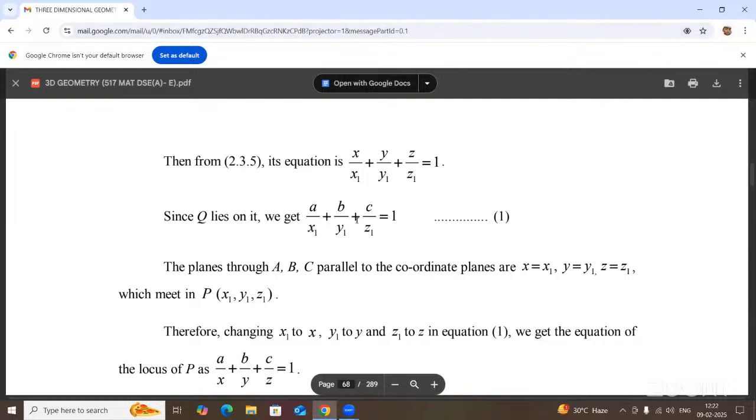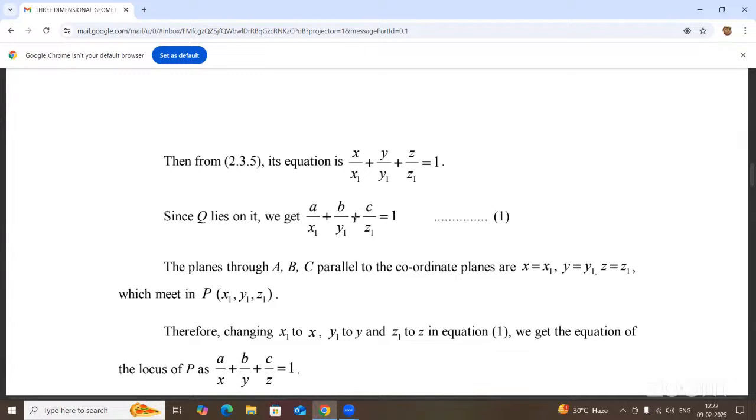Now, since Q lies on the surface, it also lies on the variable plane. So replacing x, y, z by a, b, c, we get a by x1 plus b by y1 plus c by z1 equal to 1.